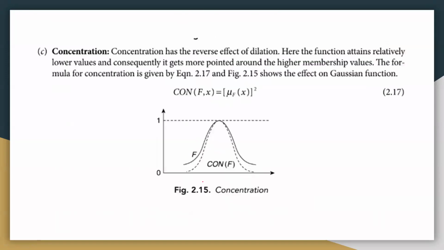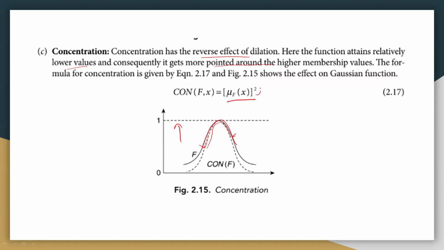Okay. Now another one is concentration. This is the reverse effect of dilation. Here the function attains relatively lower values and it gets more pointed around the higher membership values. Earlier it was the outer one, the solid line that you see. But now it attains a relatively lower value, but it gets pointed towards the higher membership values. When it reaches a higher membership point, you can see it narrows down. So that is known as concentration.